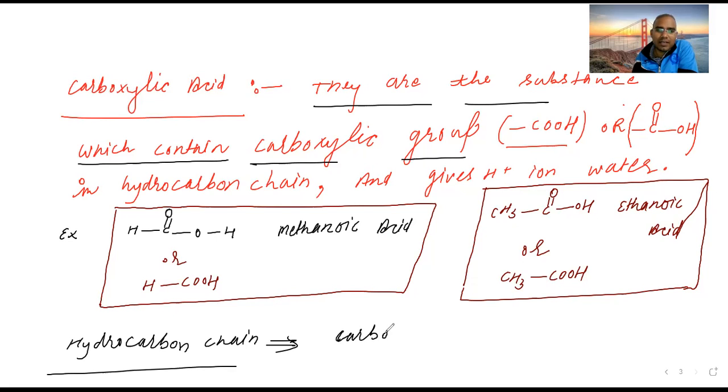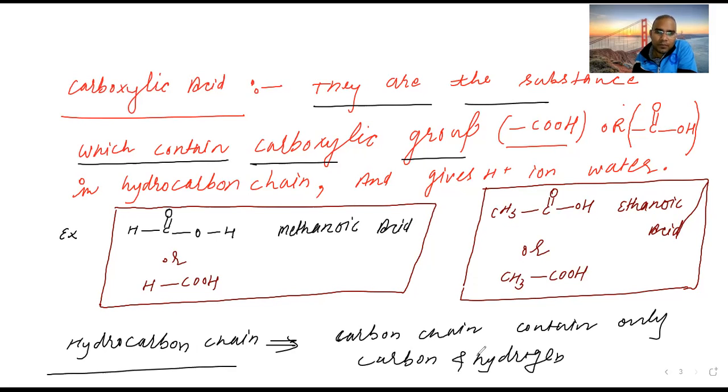So hydrocarbon chain means that is the carbon chain. They are exactly carbon chain. What does it contain? Carbon and hydrogen. Carbon chain contains only carbon and hydrogen.